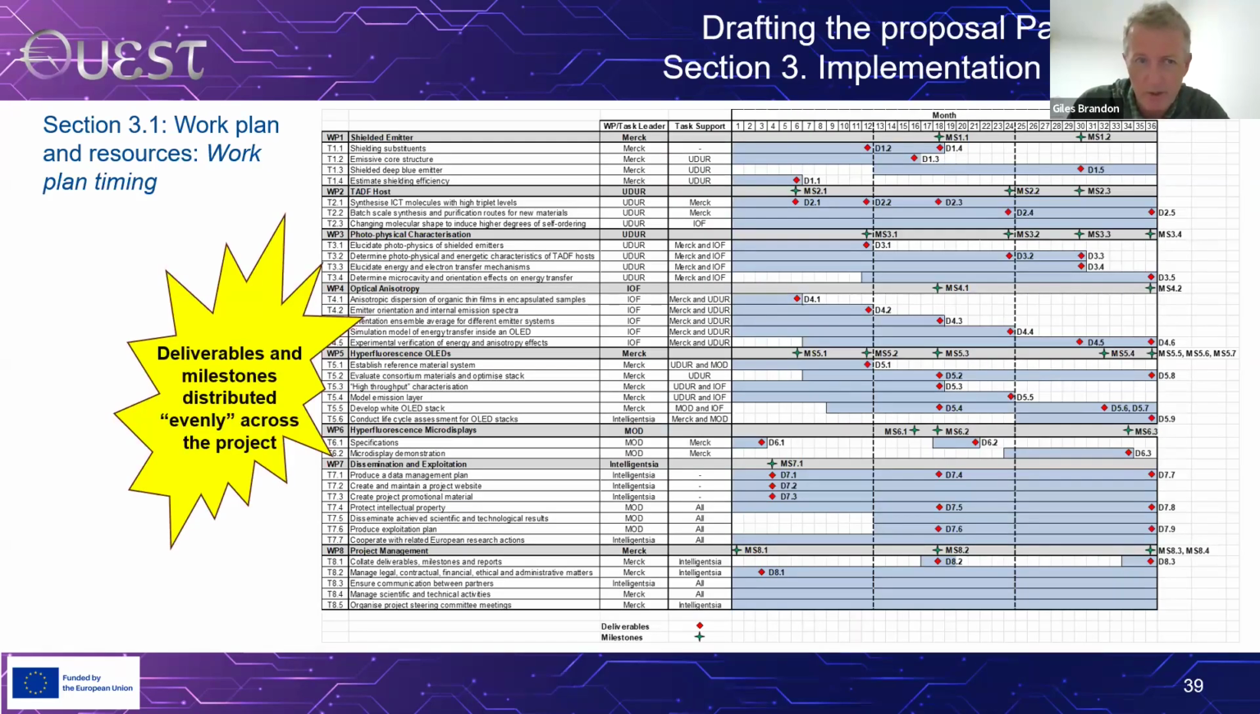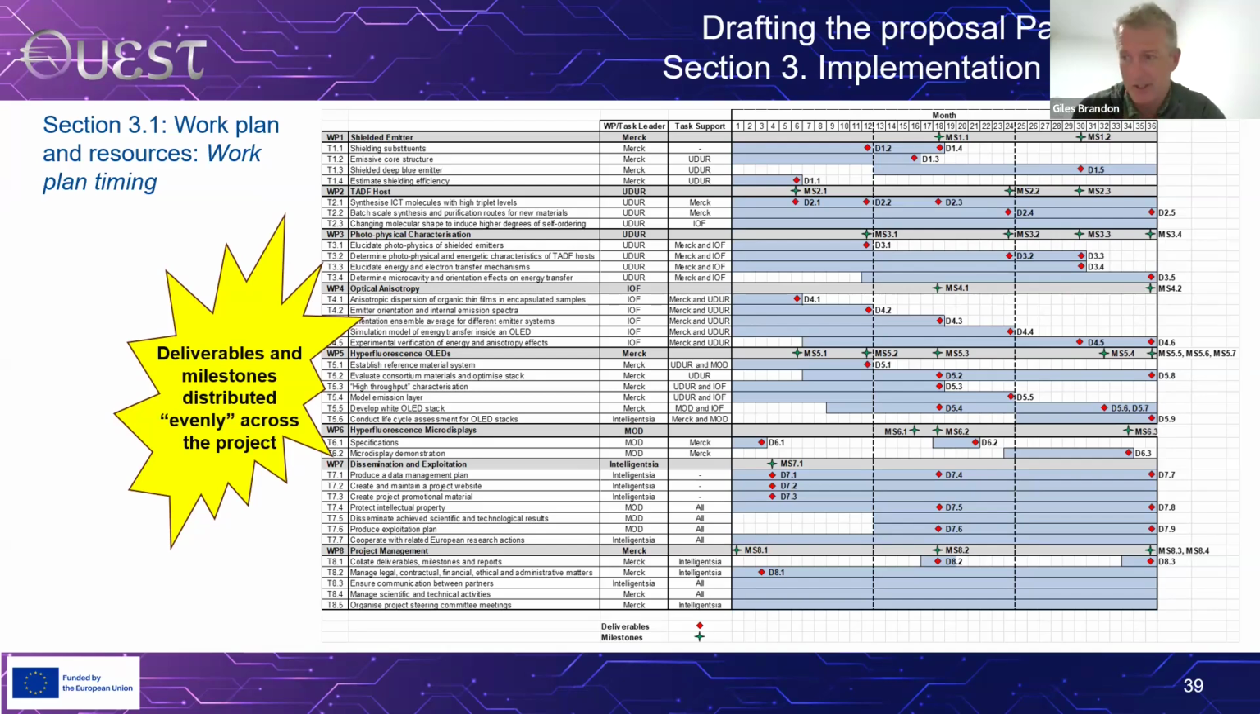Work package, so section 3 implementation, work plan timing. So this is an example of a sort of Gantt chart, an overall timing for the project. This was from a real proposal on projects. To be honest, we probably got a bit carried away with our deliverables and milestones. In this figure, the deliverables were marked with red and the milestones in green. We probably got a little bit carried away, but I guess the point to make is make sure there is a spread over the whole duration of the project.